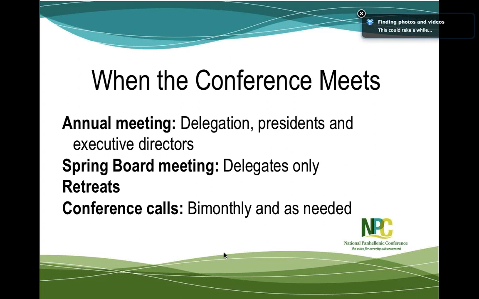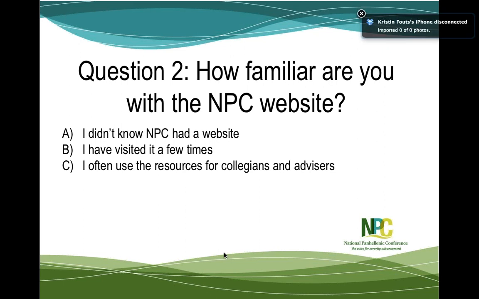The delegates also come together in a spring board meeting that is only the primary delegate. And there are also retreats for the executive council throughout the year, as well as conference calls. Those conference calls occur bi-monthly and as needed to discuss any pressing or emergency issues. So you can see that the delegates, the conference as a whole, meet and communicate very frequently.